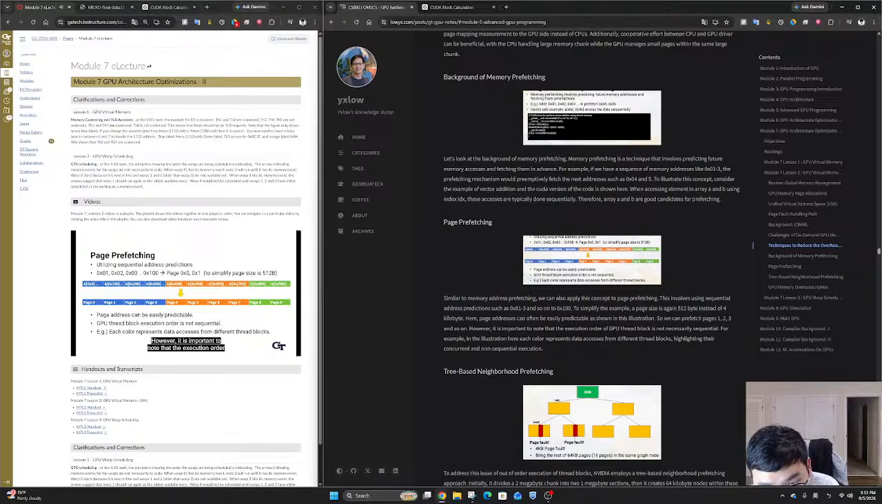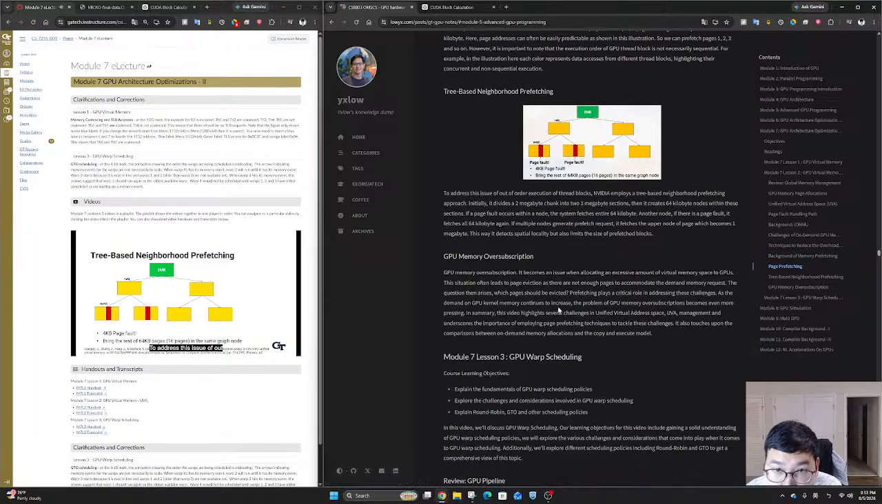However, it is important to note that the execution order of GPU thread blocks is not necessarily sequential. For example, in the illustration here, each color represents data accesses from different thread blocks, highlighting their concurrent and non-sequential execution. To address this issue of out-of-order execution of thread blocks, NVIDIA employs a tree-based neighborhood prefetching approach.